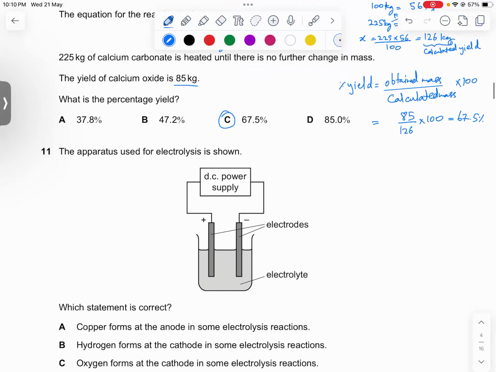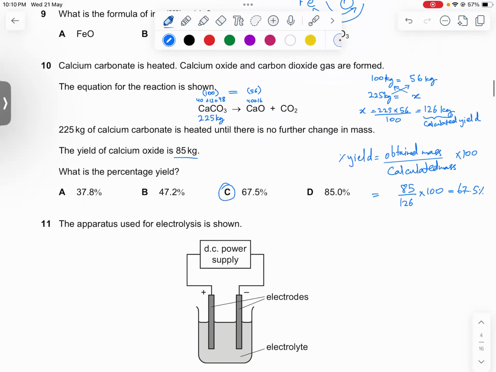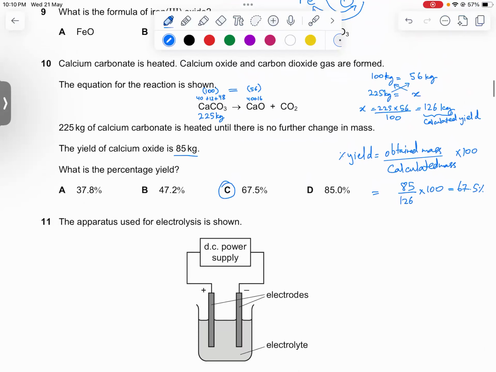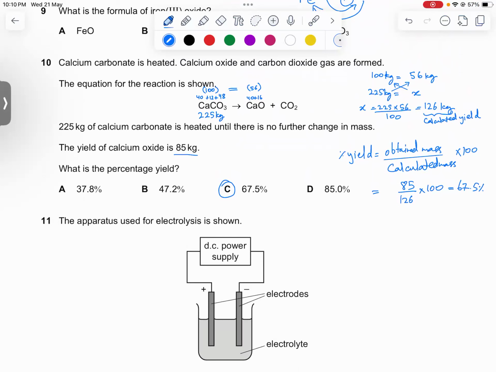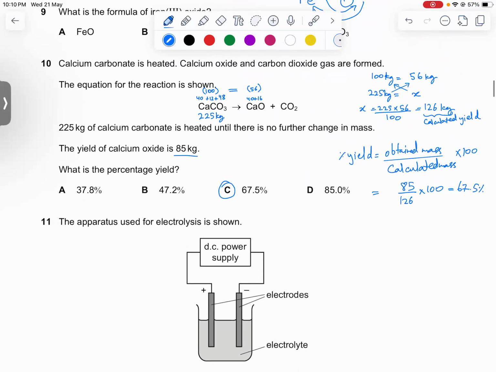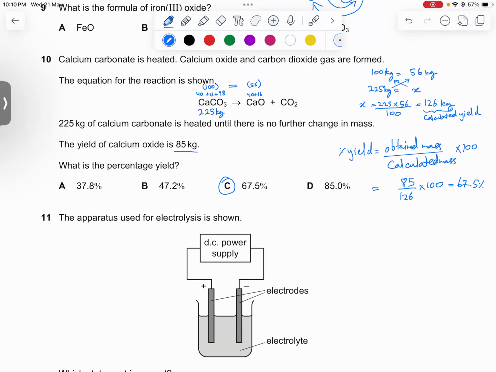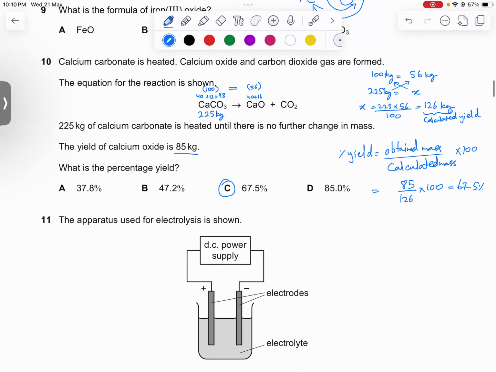Sir, can you explain, can you wait? I get why you did the ratio thing, but again, it's a bit confusing. Can you explain, sir? Okay, I'll explain once more.